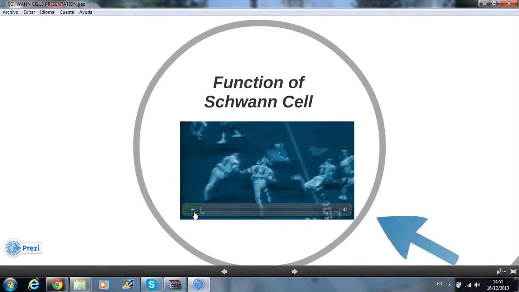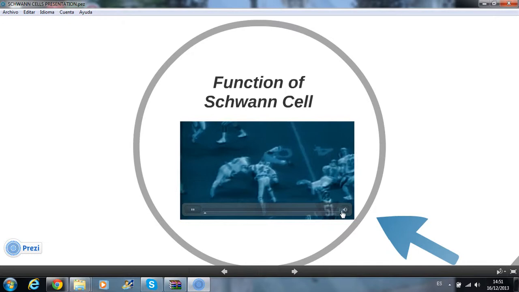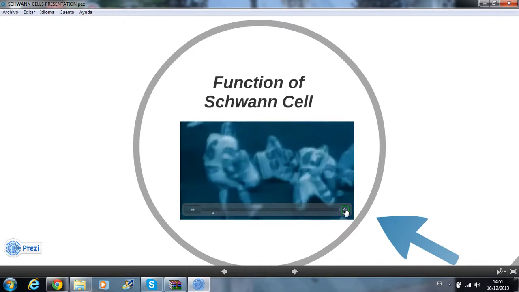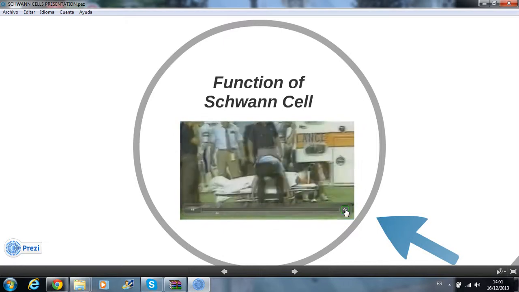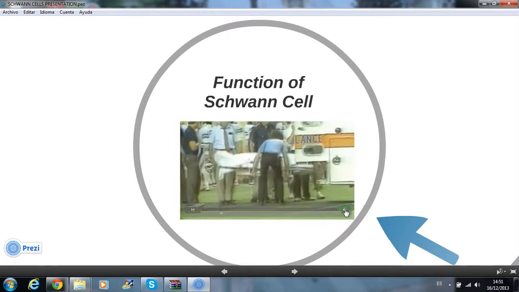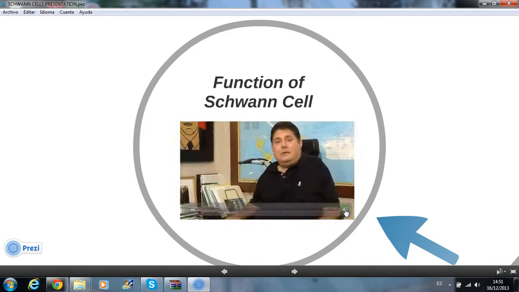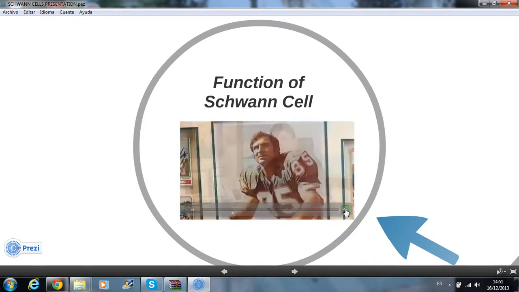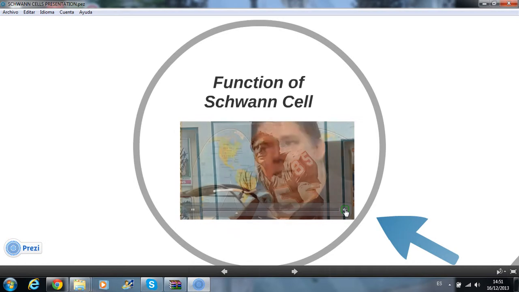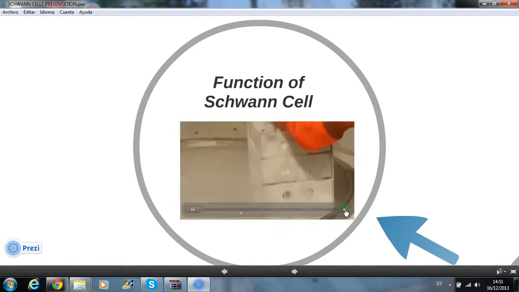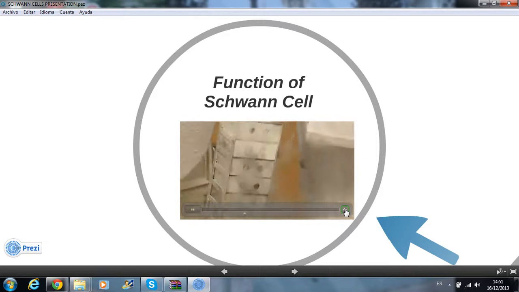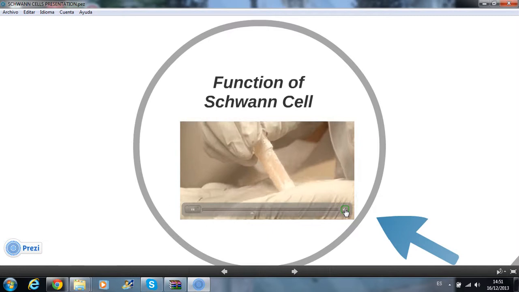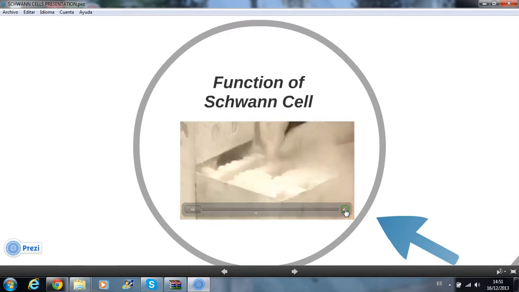Another function of the Schwann cells is to support. It protects the brain from trauma. It protects the nerves also from different kinds of damage that you can see around the environment that involve us, or the other activities that we submit to every day.